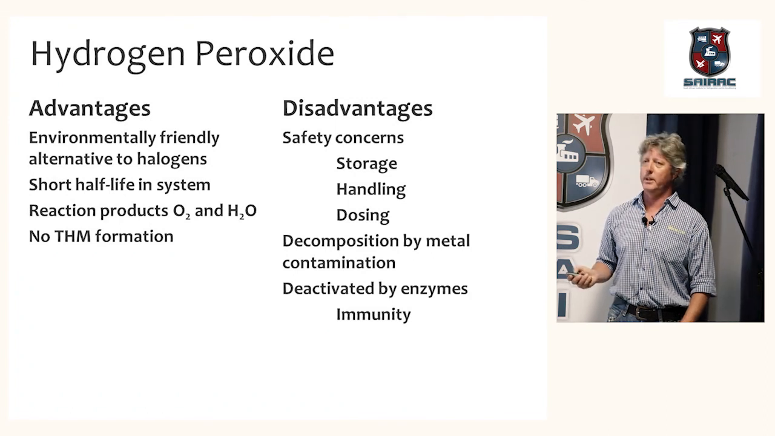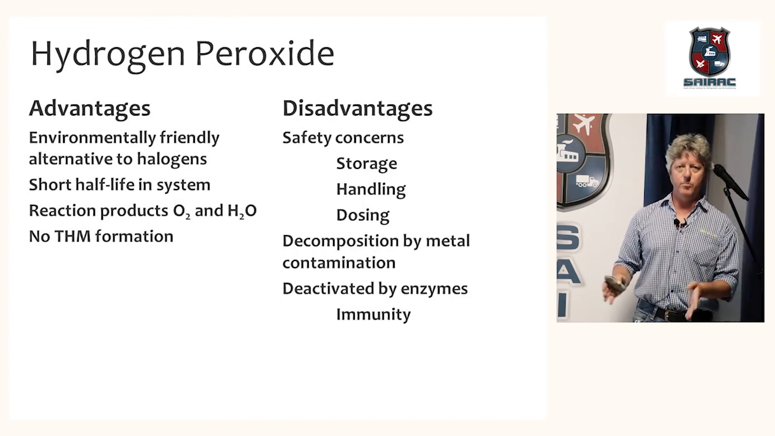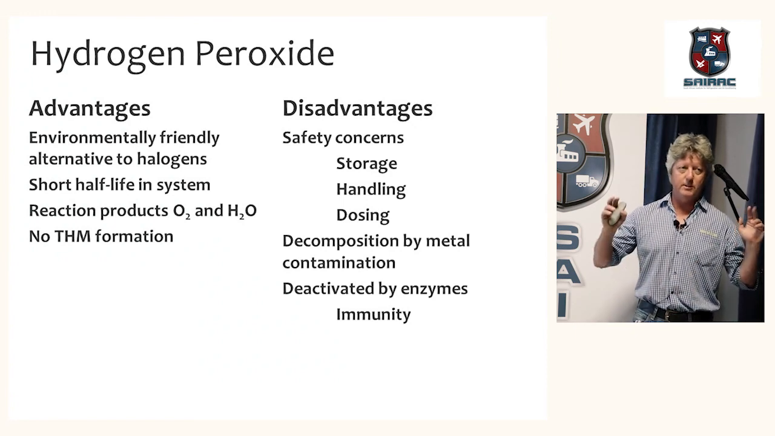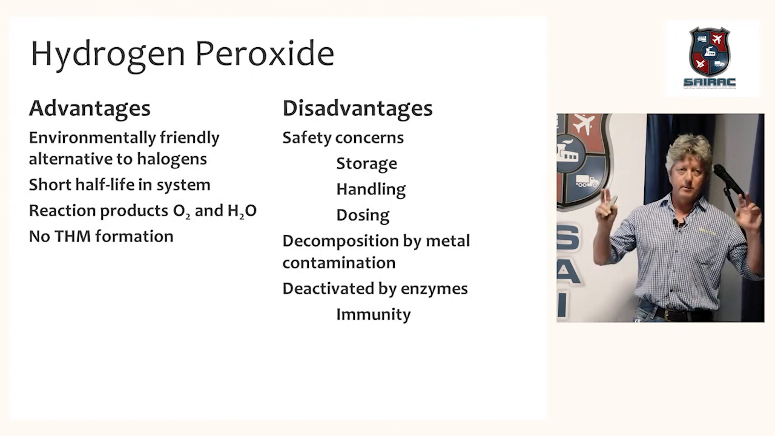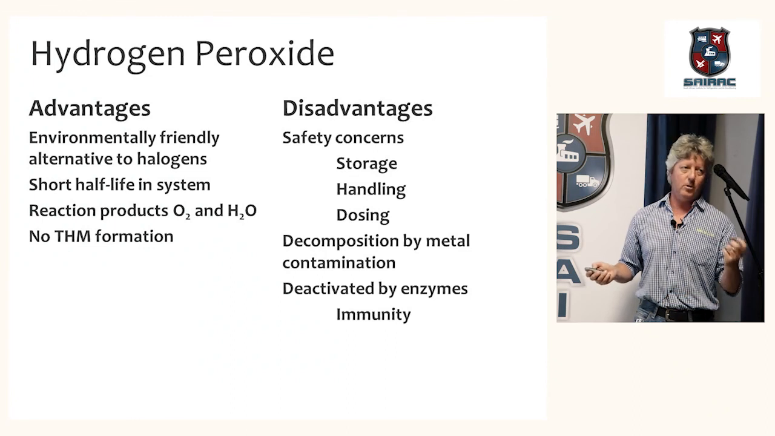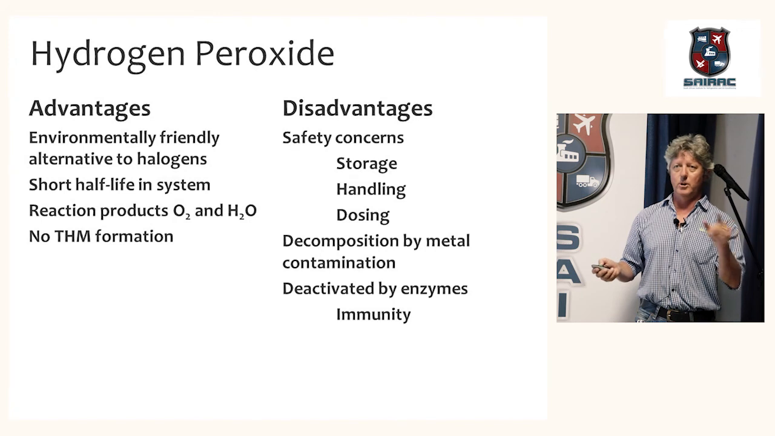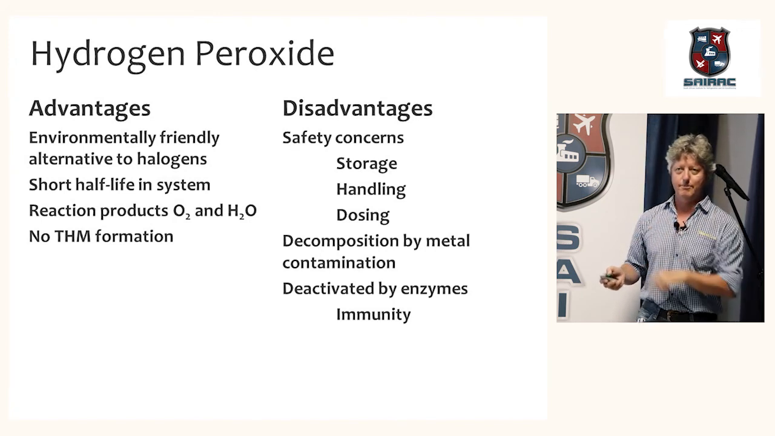Reaction products are oxygen and water. So if you have a system which is fouled with bacteria and you add 0.5% peroxide to the system, at the end of the day, the peroxide will basically disappear, in inverted commas, because it forms oxygen due to the oxidation process, and because it loses one oxygen, the rest becomes water. So it's H2O2, 2H2O2 becomes O2 plus 2H2O.